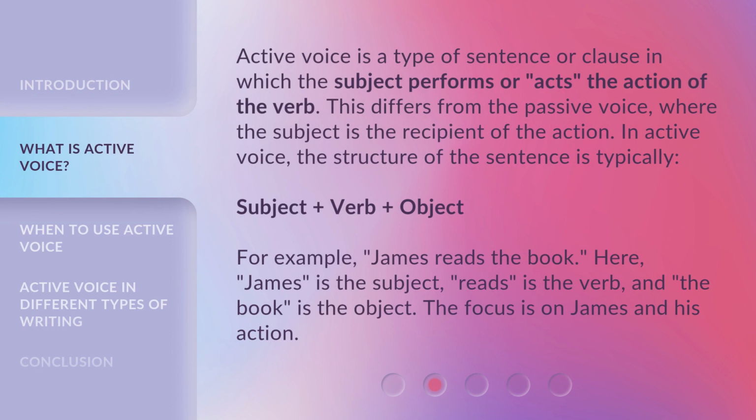Active voice is a type of sentence or clause in which the subject performs the action of the verb. This differs from the passive voice, where the subject is the recipient of the action. In active voice, the structure of the sentence is typically subject plus verb plus object. For example, James reads the book. Here, James is the subject, reads is the verb, and the book is the object. The focus is on James and his action.